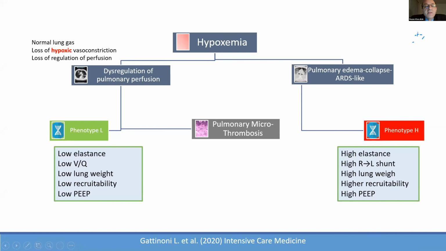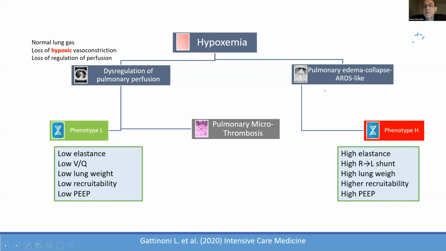This is described as phenotype L, and L stands for low. That is because those patients have low elastance. This is the opposite of compliance. High compliance, normal compliance, low elastance. Low VQ because the Q is elevated here. Low lung weight, low recruitability, and low PEEP. They don't respond to high PEEP. They don't improve with high PEEP. At the same time, we have pulmonary microthrombosis here.